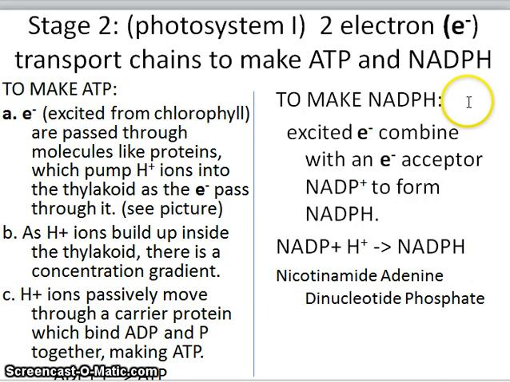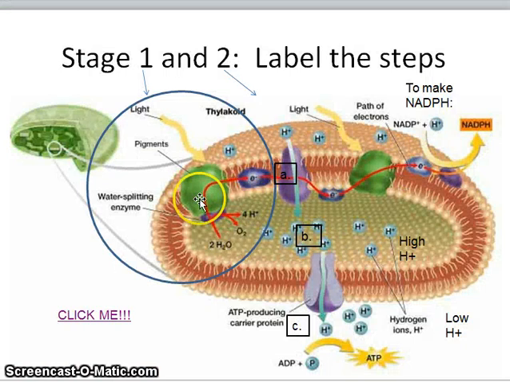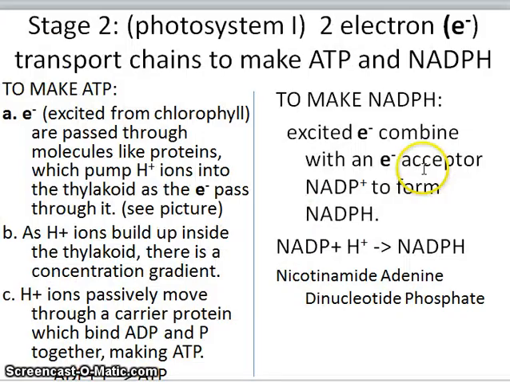Now to make NADPH is a little more simple. Go back to those excited electrons in the membrane that have been excited from jumping off of chlorophyll from sunlight. So here's more sunlight, it's hitting chlorophyll, exciting electrons, letting them jump off. They go through other different proteins called electron acceptors, and they basically take NADP plus and they add a hydrogen to form NADPH. Here is the reaction in your notes. NADP plus H plus yields NADPH.